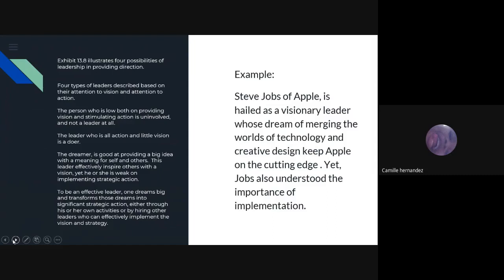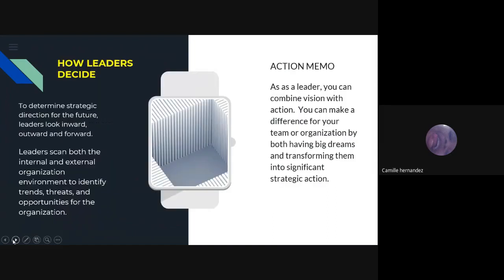So they use Steve Jobs of Apple as an example. He was hailed as a visionary leader whose dream of merging the world of technology and creating design kept Apple on the cutting edge. Yet Jobs also understood the importance of implementation.